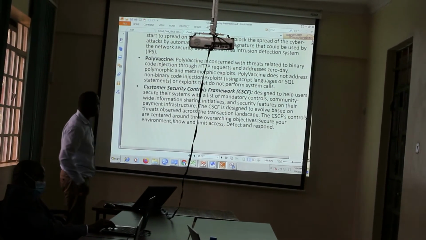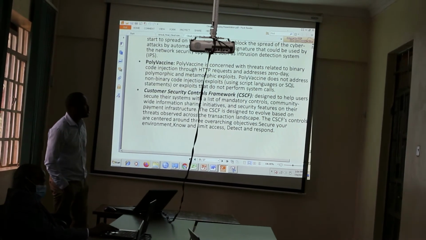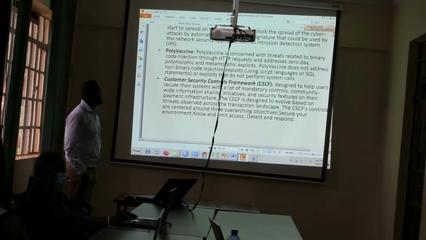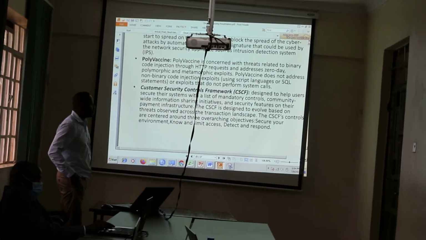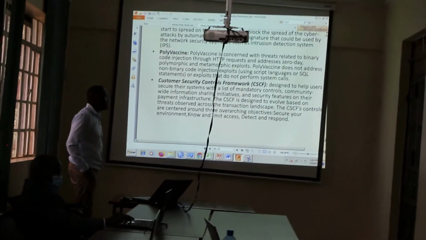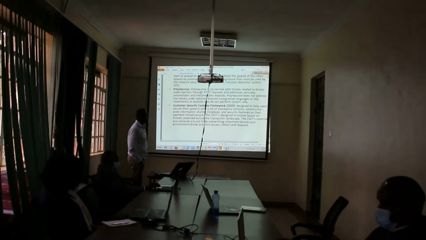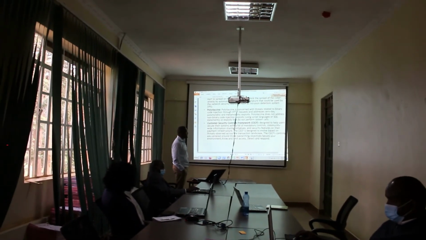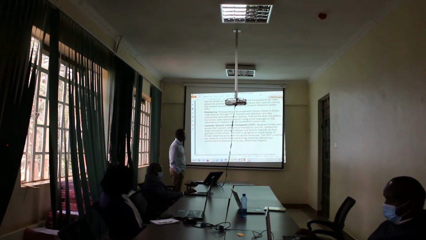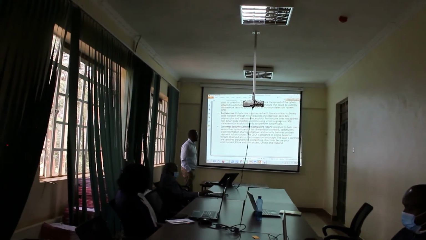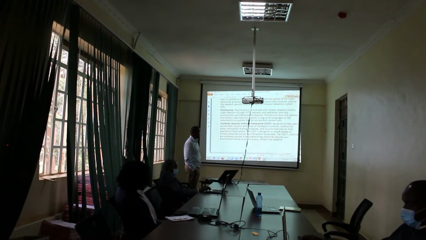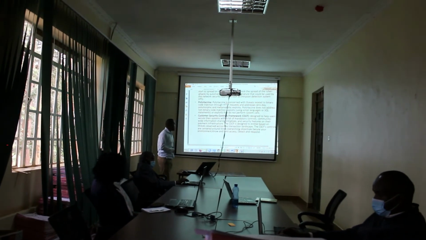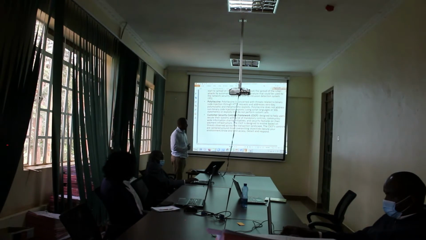The other part is the Customer Security Control Framework, or CSCF. This is designed to help users secure their systems with a list of mandatory controls, community-wide information sharing initiatives, and security features on their payment infrastructure. The CSCF is designed to evolve based on threats observed across the transaction landscape. Its controls are centered around three overarching objectives: secure your environment, know and limit access, detect and respond.